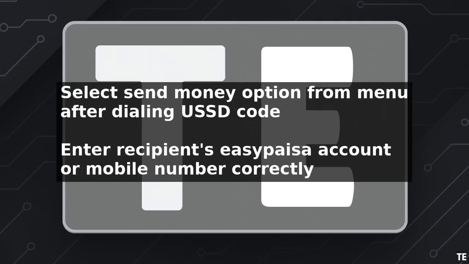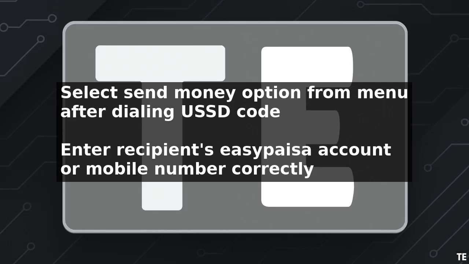3737 from your mobile phone. After dialing the code, you will be presented with a menu. From this menu, select the Send Money option. Next, you will be asked to enter the recipient's Easypaisa account number or their mobile number. Enter the correct number and proceed to the next step.